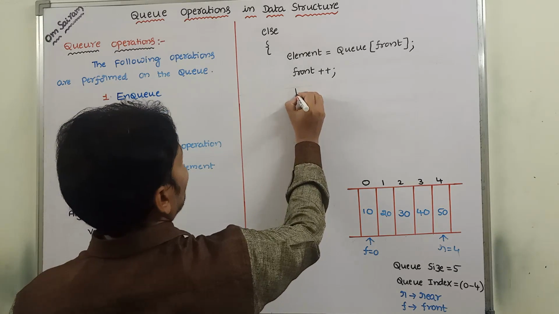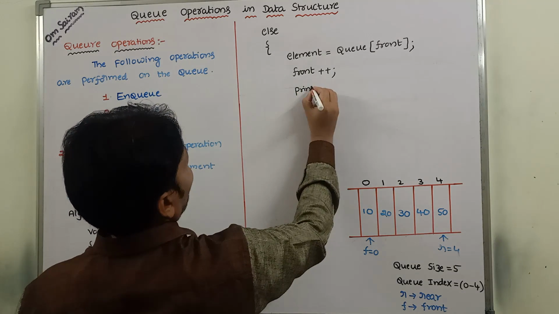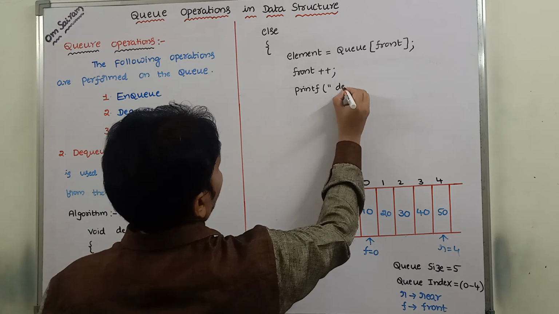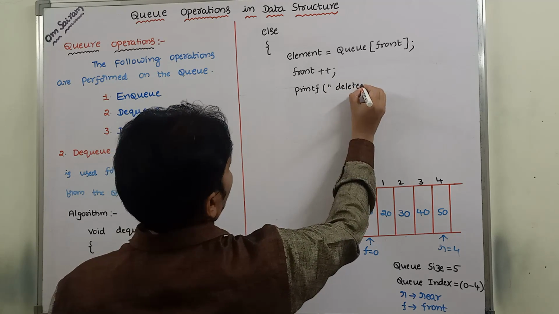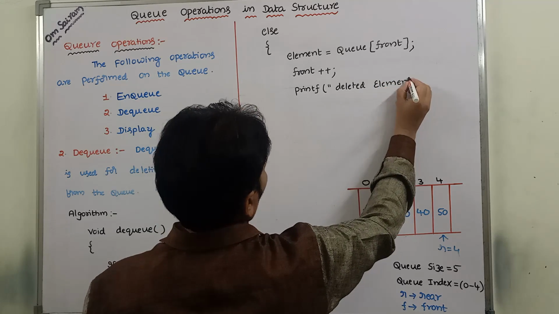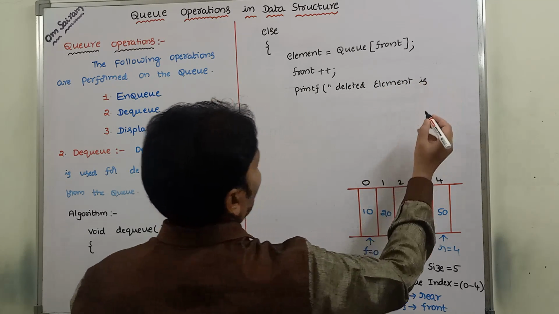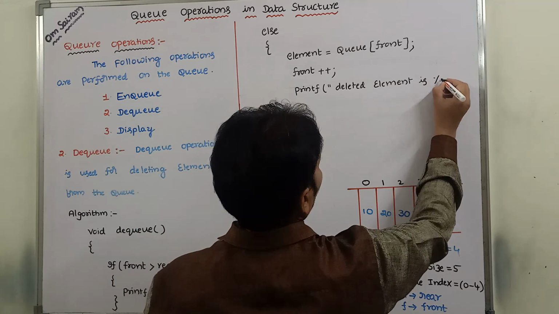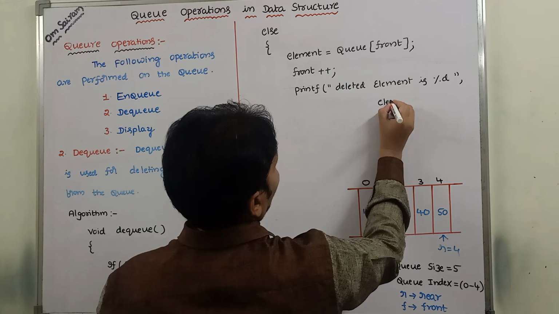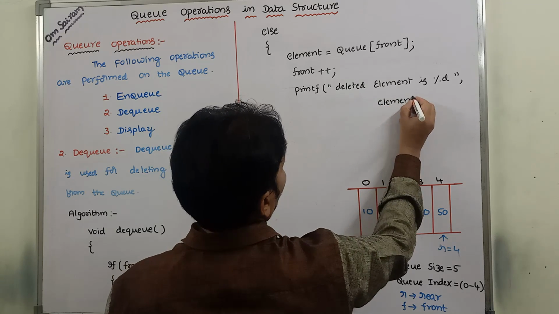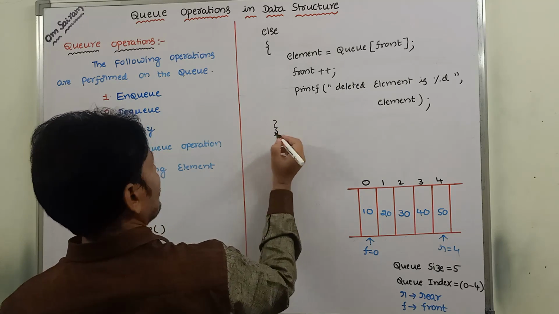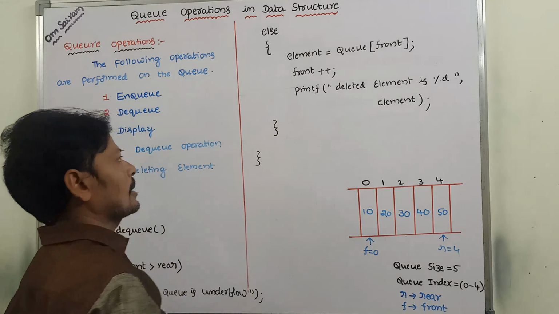So printf "deleted element is %d", comma element. Else block close, dequeue function is close.